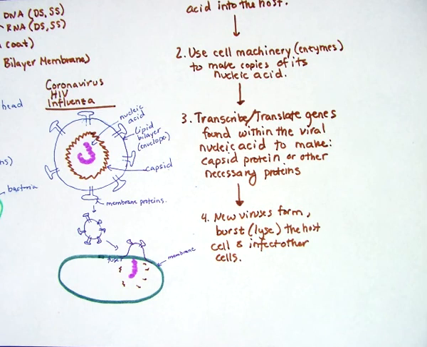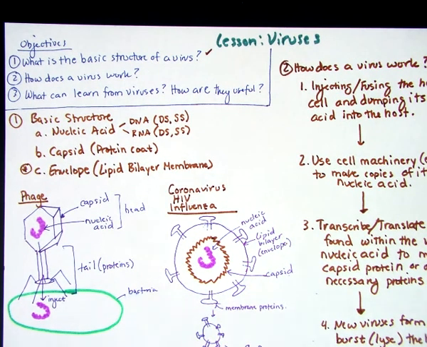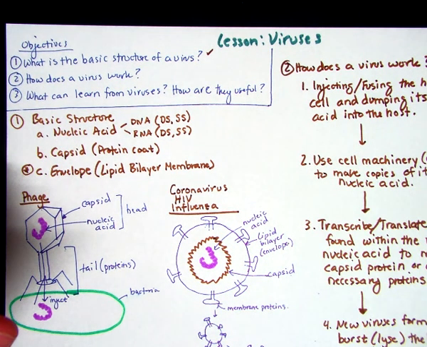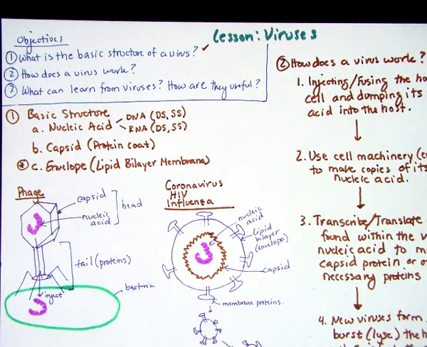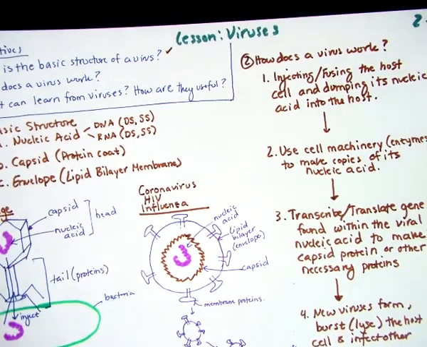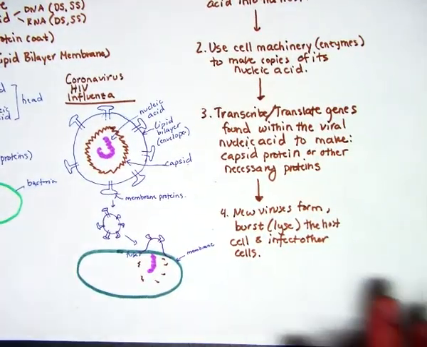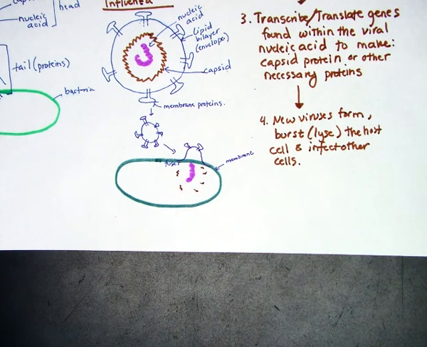Okay. So the third objective that I had for this set of notes was what can we learn from viruses and why are they useful? Now, that second question might seem a little strange because usually viruses are brought up in a negative context because of the infectious diseases that they cause. But there's actually a lot that they can teach us about how organisms work and the machinery that allows that. So the last thing we're going to talk about is that third objective.